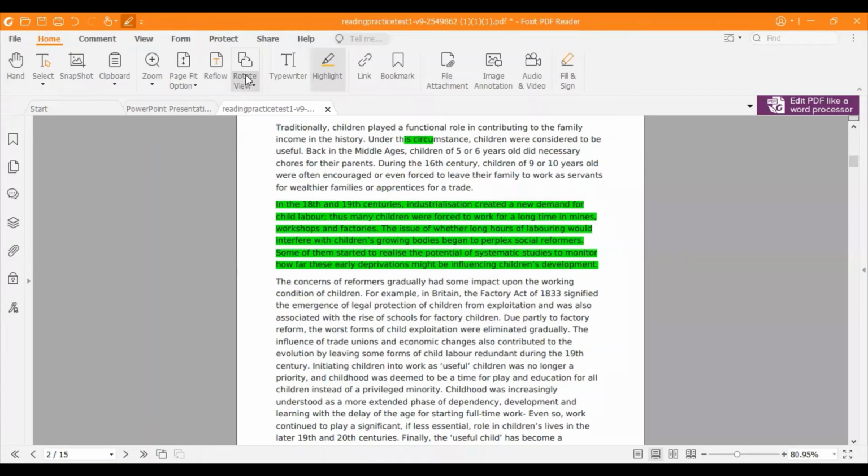So we have now 2 persons actually. Miss Farah? Yes, it's true. Where did you find it? Just 1 minute. You mean line number 4? Yeah. These many children were forced to work for long hours. The issue of the long hours of working children, growing bodies begin to.